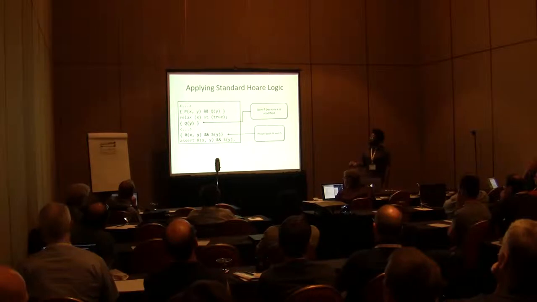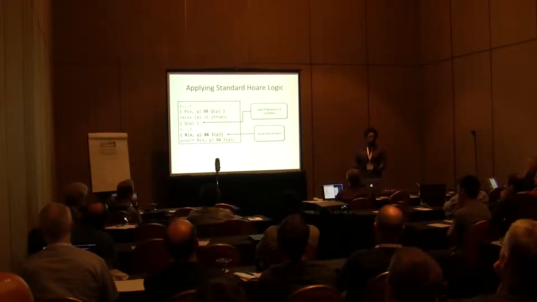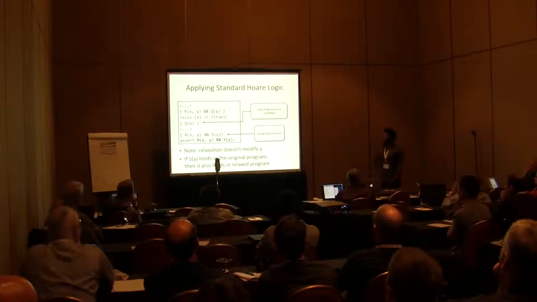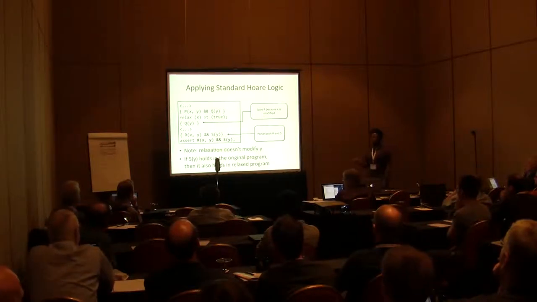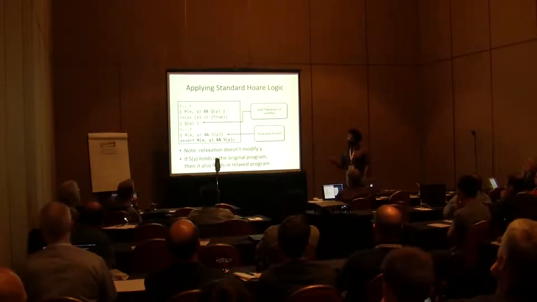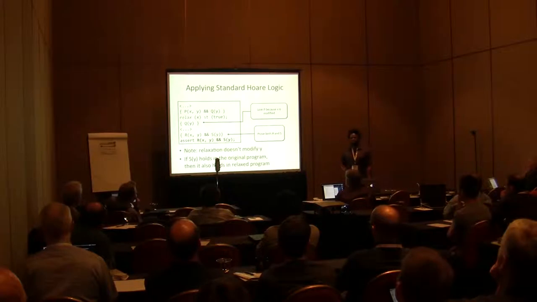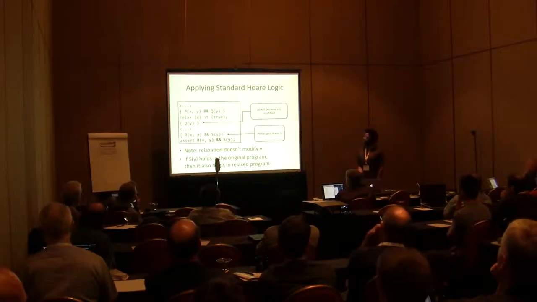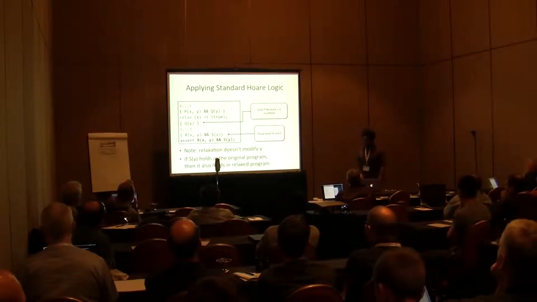Now, after the second code block, obviously what we're going to have to do is prove that both R and S hold. We actually need to prove this assertion so that we can verify it is going to be true in the program. Now, if you look a little bit closely here, what you'll see is that this relaxation didn't actually modify Y. So it doesn't really make any sense why we should have to prove this property S, which is only a function of Y. Intuitively, if it was true in the original program, and we didn't modify anything about Y, then it should be true in the relaxed program.